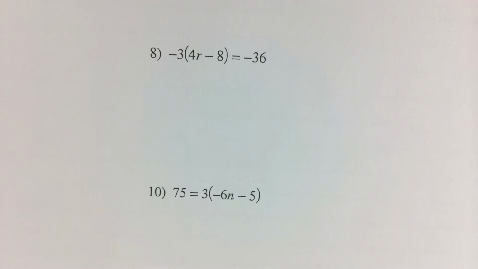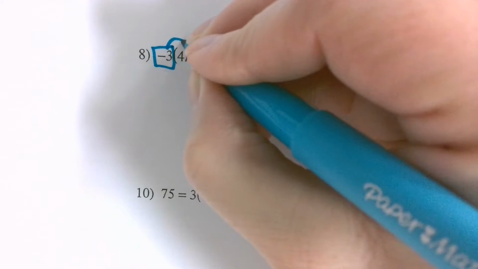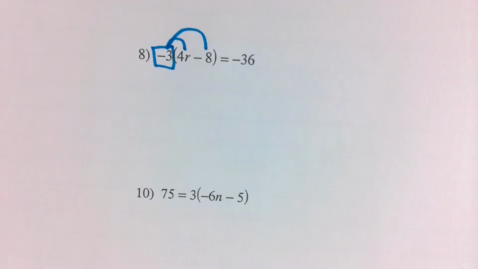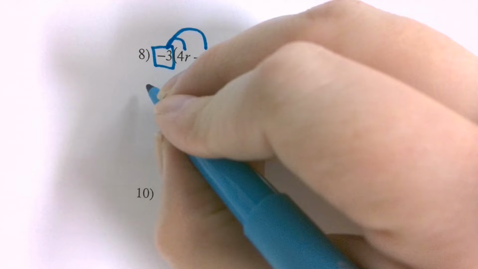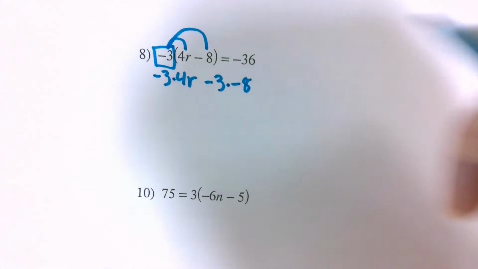So taking a look here at problem number 8, we start off with the very first step, talking about whether we have a distributive property. Do we have distributive property here? Yes, we do. This is a -3 that needs to be distributed to the 4r and to that -8. We need to make sure that we distribute by doing what operation? Multiplication. So that means we're going to do -3 times 4r and -3 times -8.